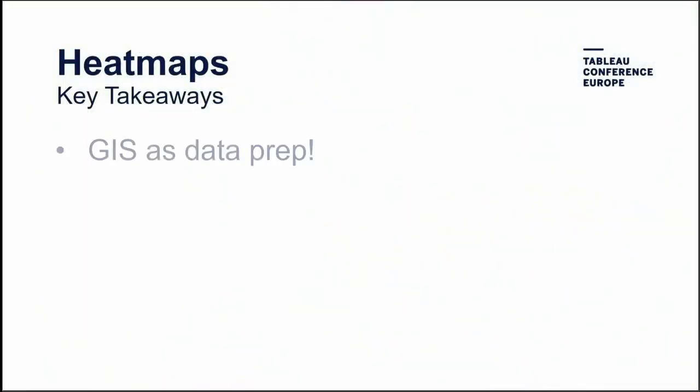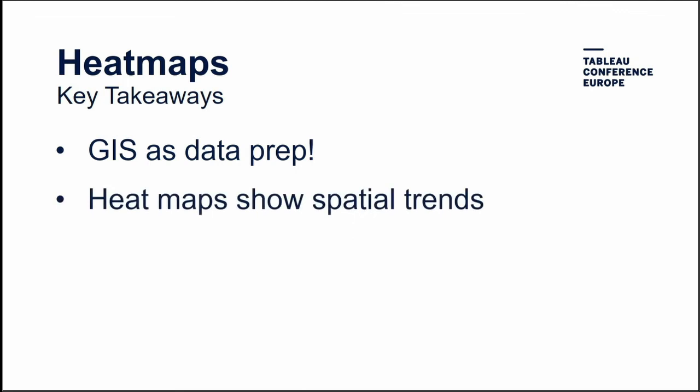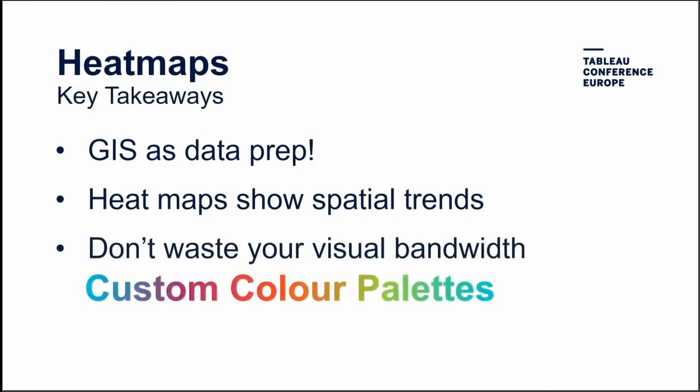key takeaways for heat maps: you can use your GIS as a data prep tool. Okay? Get a GIS and use it for what it's designed to do. Heat maps are ideal to show spatial trends, not just density, as was shown by Kent, but also density based on a value. You can use it to be weighted. And don't waste your visual bandwidth.